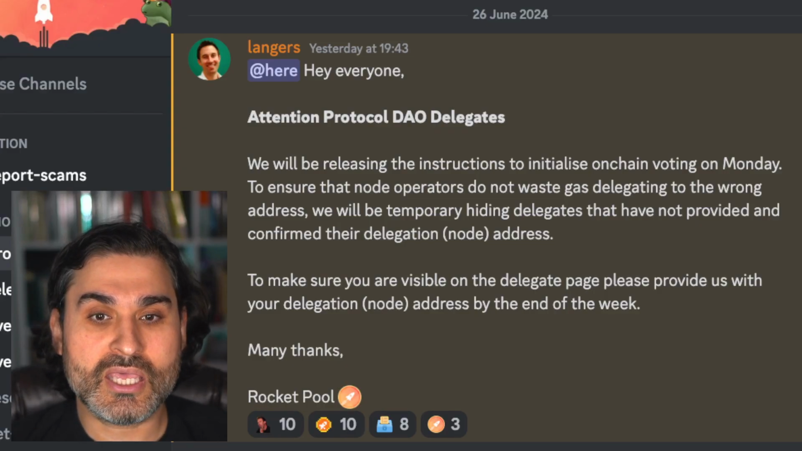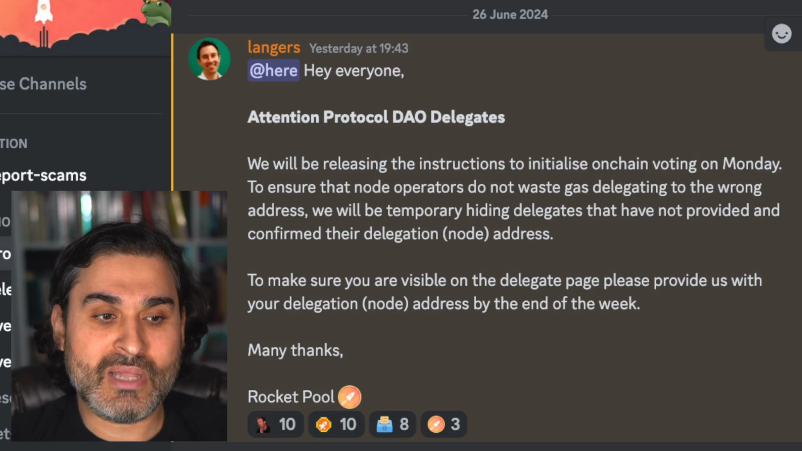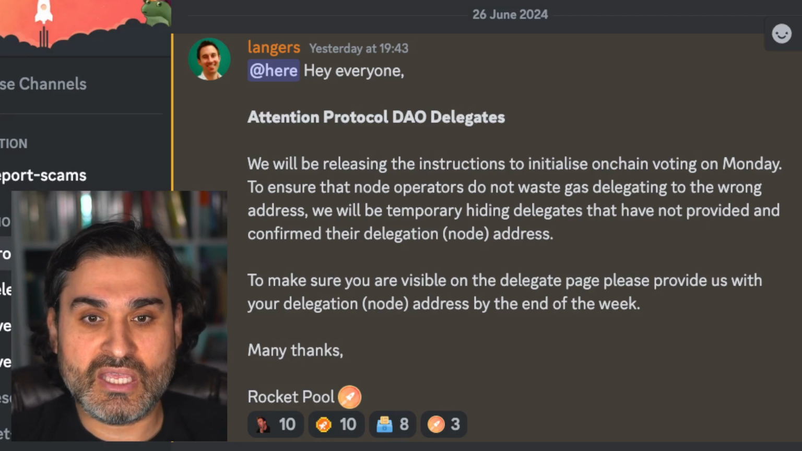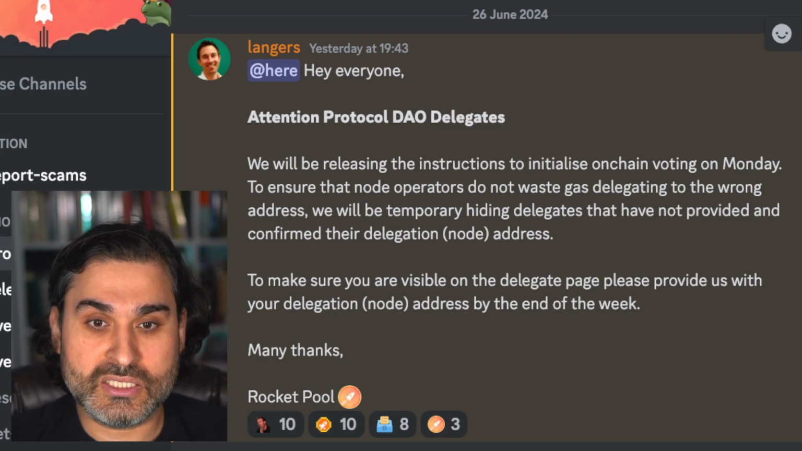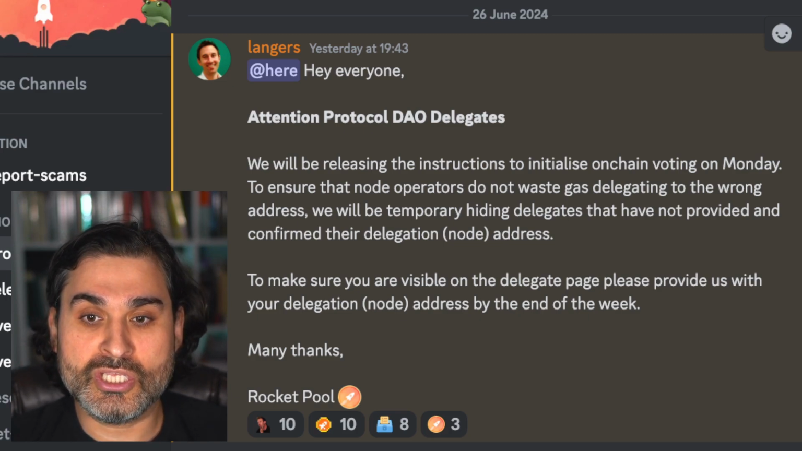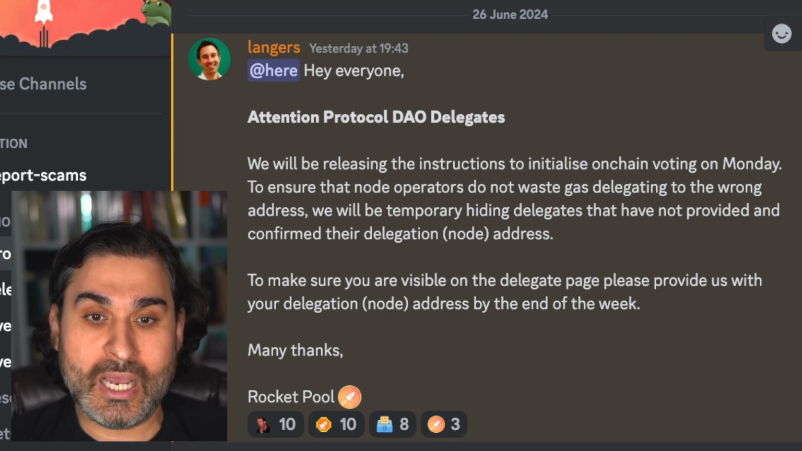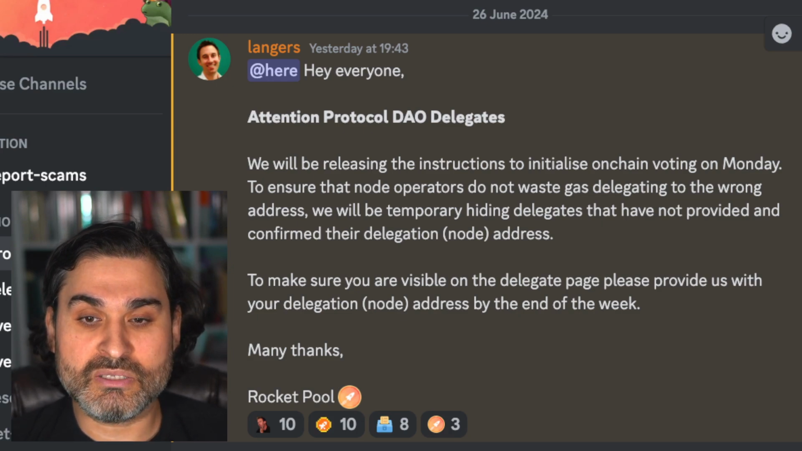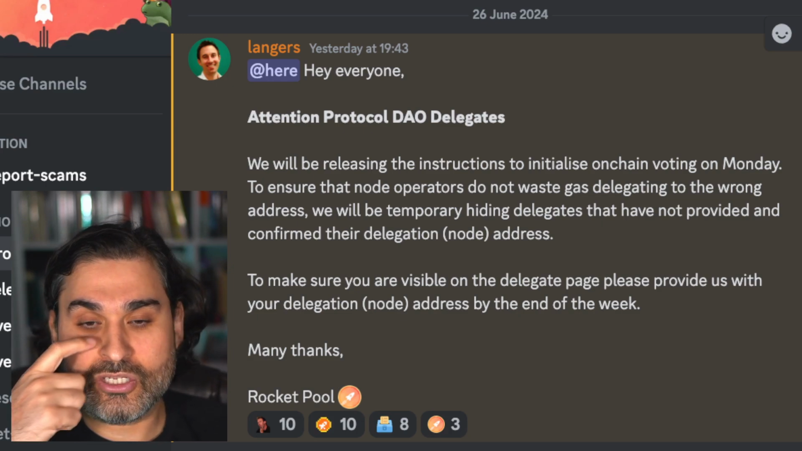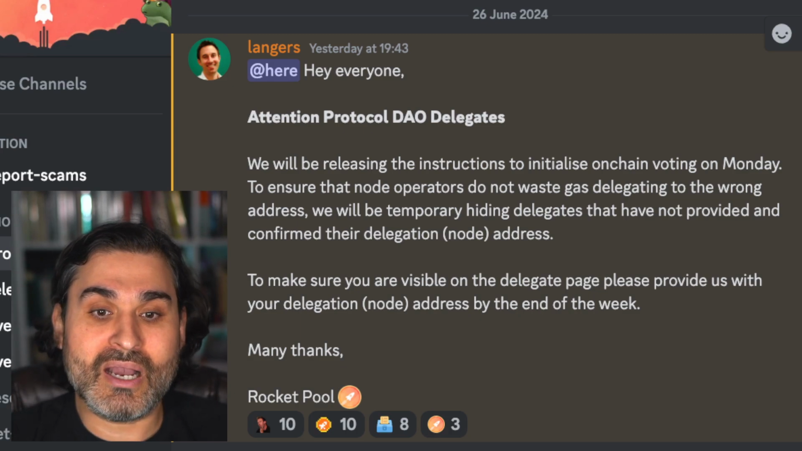Okay, so we're going to start here with this protocol announcement from Langers that went out yesterday evening, and he said, "Hey everyone, attention protocol DAO delegates. We'll be releasing the instructions to initialize on-chain voting on Monday to ensure that node operators do not waste gas delegating to the wrong address. We will be temporarily hiding delegates that have not provided and confirmed their delegation, which is their node address. To make sure that you are visible on the delegate page, please provide us with your delegation node address by the end of the week.